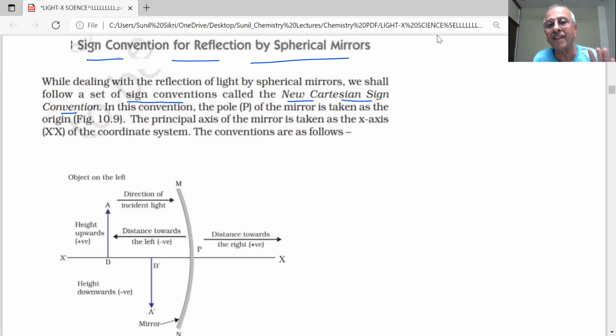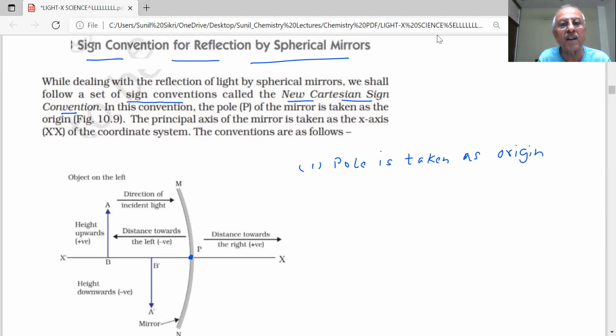This sign convention is accepted internationally, and it is called the New Cartesian sign convention for reflection by spherical mirrors. In this convention, the pole of the mirror is taken as the origin. Where is the pole? Important point, note down everything. Pole is taken as the origin. This is the pole. Can you see the pole? This is the origin. We will take this as the origin.